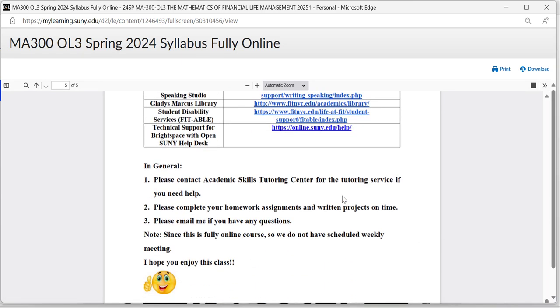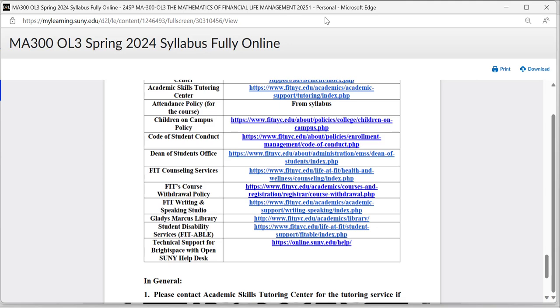In general, you should contact the Academic Skills Tutoring Center for the tutoring service if you need help on completing a homework assignment. And you should also complete your homework assignments and written projects on time. No late submission allowed. And please email me if you have any question. Since this is a fully online course, we do not have a scheduled weekly meeting. And I hope you enjoy the class.